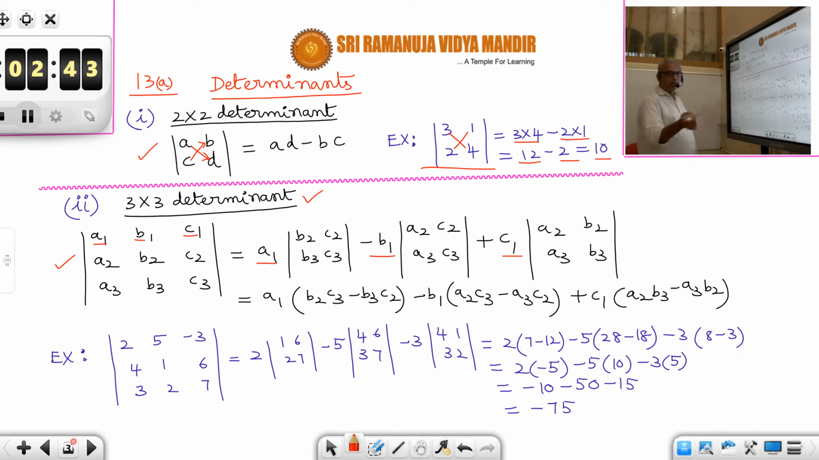You have to take them with alternate signs. A1 you have to take with a positive sign, B1 with the opposite sign. If B1 is 5, you have to put minus 5. If B1 is minus 5, then you have to put plus 5. Opposite sign, that's all. Next to C1. For the middle one, you just change the sign.